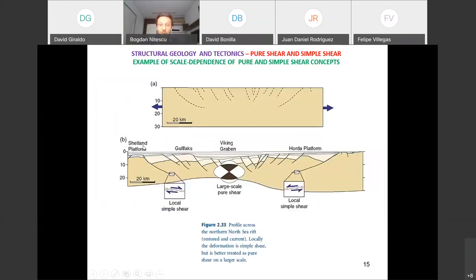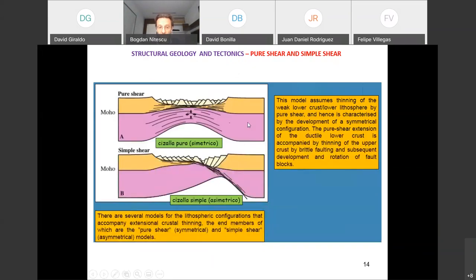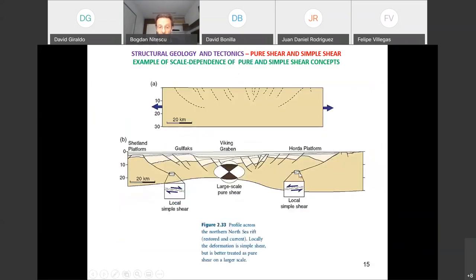So here is something interesting. It says example of scale dependence of pure and simple shear concepts. What I'm trying to show here is basically if we have this extension that we can describe as pure shear, like in this model here. This is taken from the North Sea. If you look at this scale, as all this image, you as a tectonicist can say, well, this region suffered pure shear deformation. So the extension happened through pure shear, because it is symmetric, you see how it is.